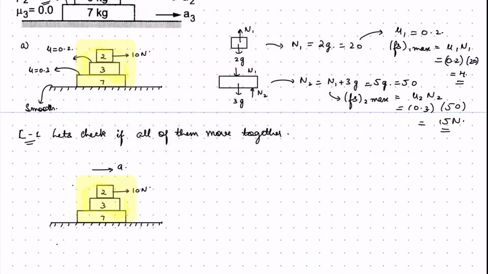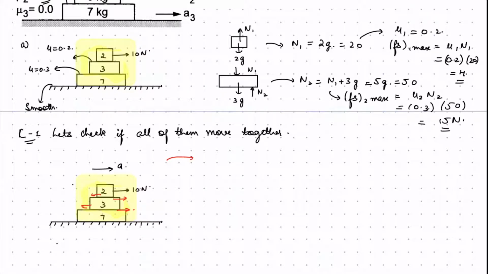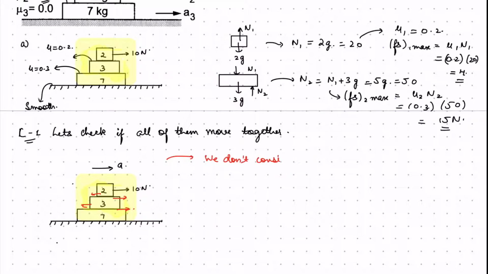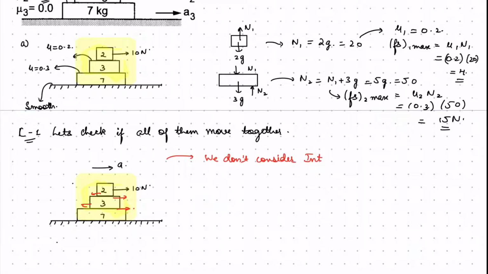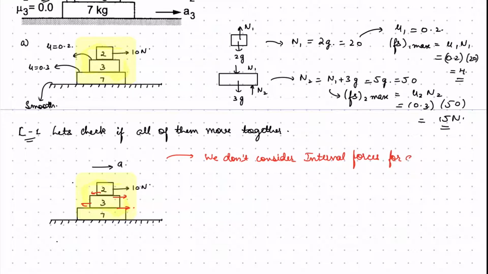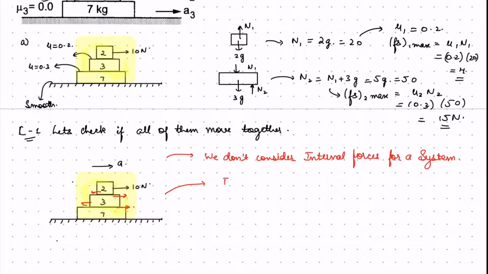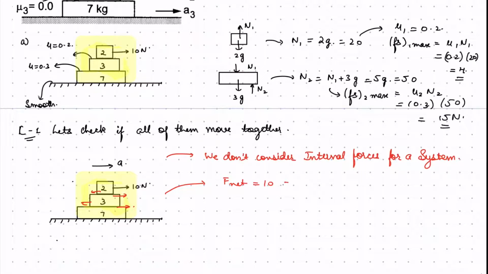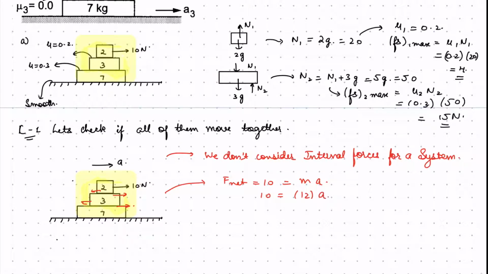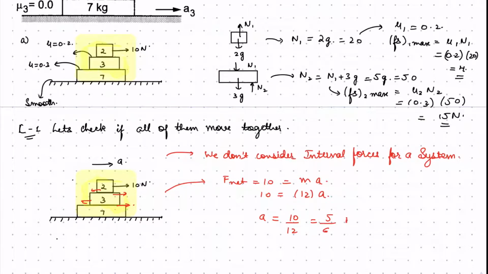Now, there are certain frictions between 2 and 3, then 3 and 7, but those frictions are internal and we do not consider internal forces for a system. Now, if we don't consider internal forces for the system, the net force over here is 10. This should be equal to mass into acceleration. So 10 must be equal to mass 12 into acceleration a. So acceleration a must be 10 by 12, which is 5 by 6 meter per second square.